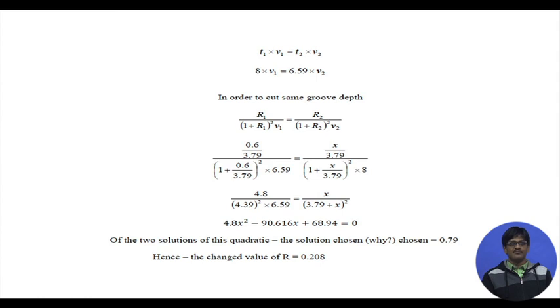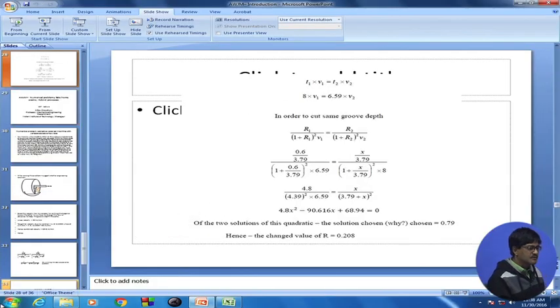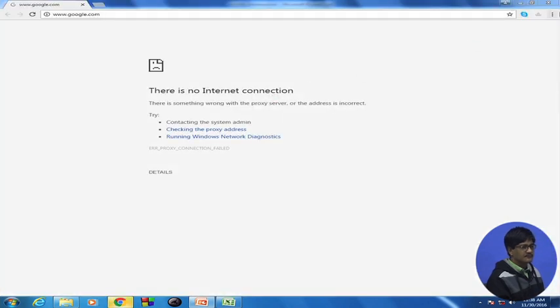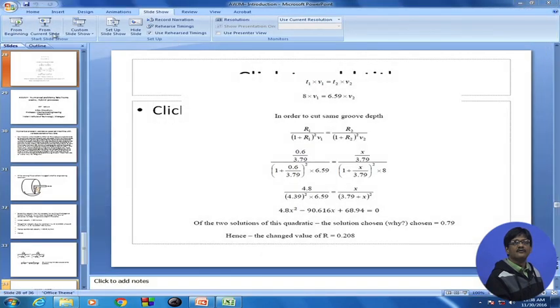So, obviously, we are going to have a square term appearing, and that means we are left with a quadratic expression: 4.8 x square minus 90.616 x plus 68.94 equal to 0. Shall we have a quick look? If internet connection is available, we can have a solution to this one. Let us see. Okay, we can do without this. We do not exactly need it, because I have solved it here itself.